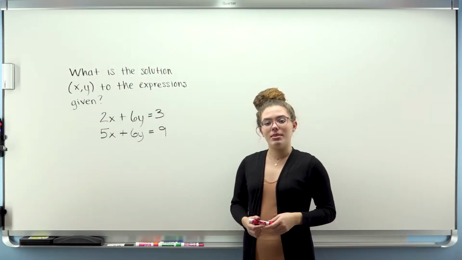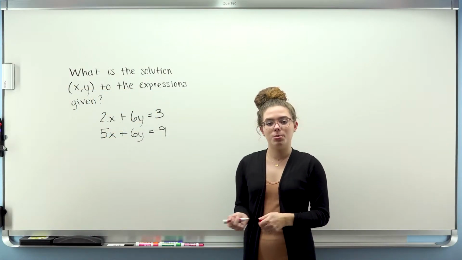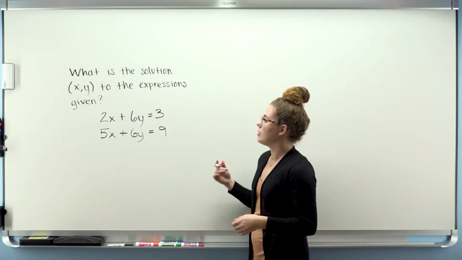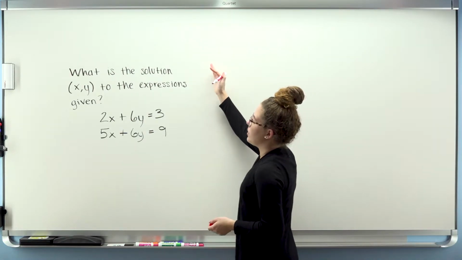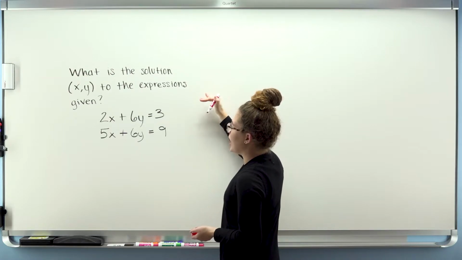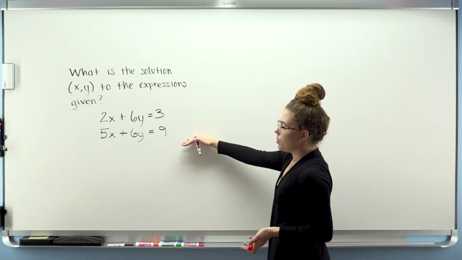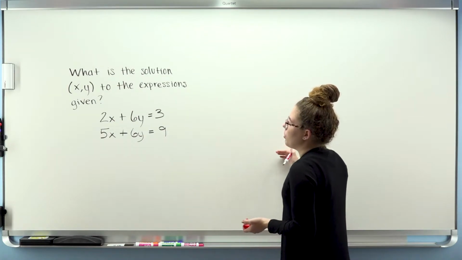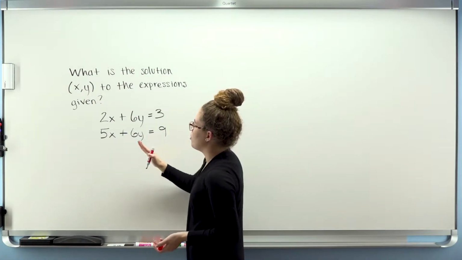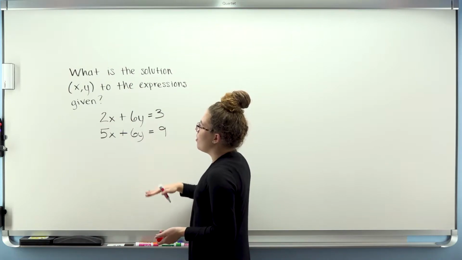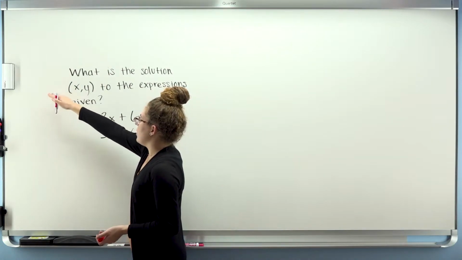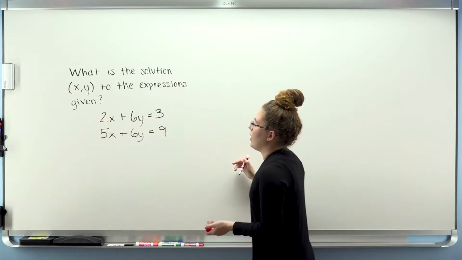Hello everyone, I'm Isabella Valentino, and today we're going to be doing a couple of algebraic problems. So here we have a question that says, what is the solution xy to the expressions given? Here they give us two equations, and what we want to do is try to get both the x and y value. That way we can fill it into a coordinate form, right?